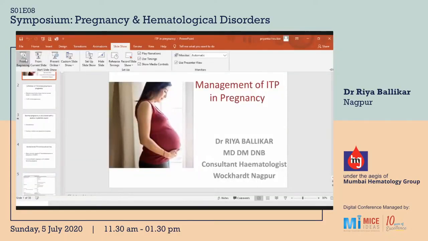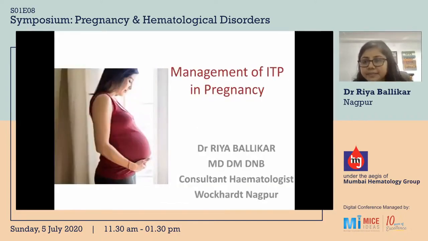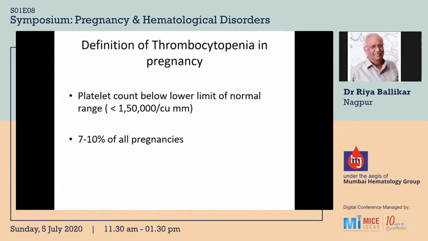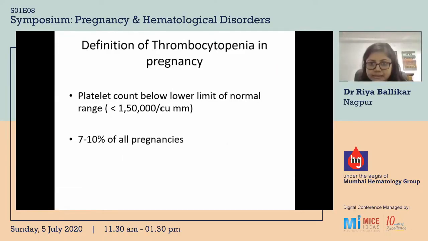My topic for today is management of ITP in pregnancy. I hope my slides are visible. Yes. So the definition of thrombocytopenia in pregnancy is the same as that in the non-pregnant state. We take a platelet count below the lower limit of normal, which we take as less than 1.5 lakhs per cubic millimeter, as the definition of thrombocytopenia in pregnancy also.